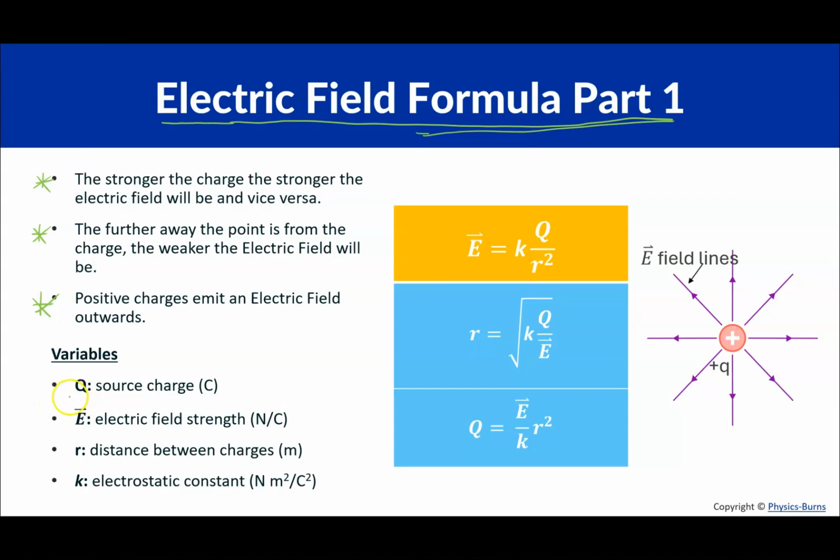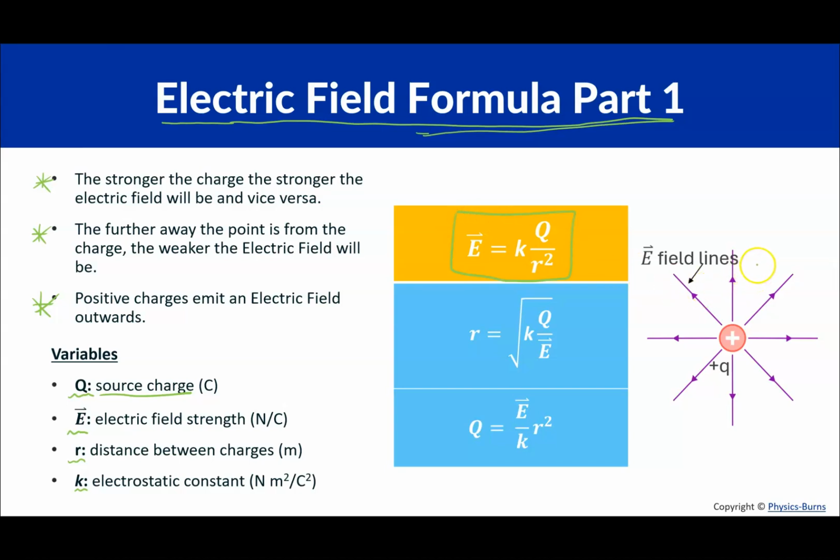So here's some variables. This capital Q is the source charge, so this is where the electric field is emitting from. This E is the electric field. R is how far it is from the charge. And the K is Coulomb's constant. Okay, so here's the general equation.